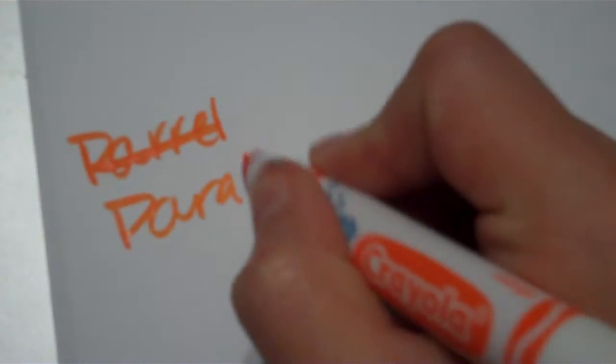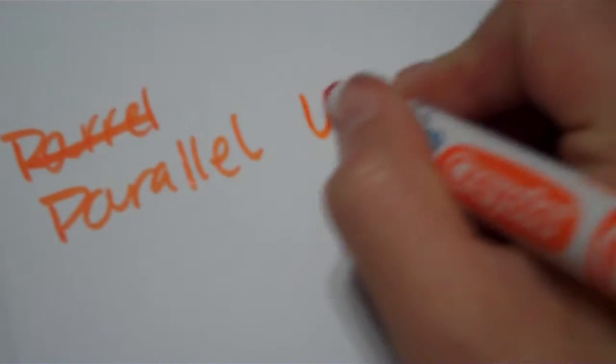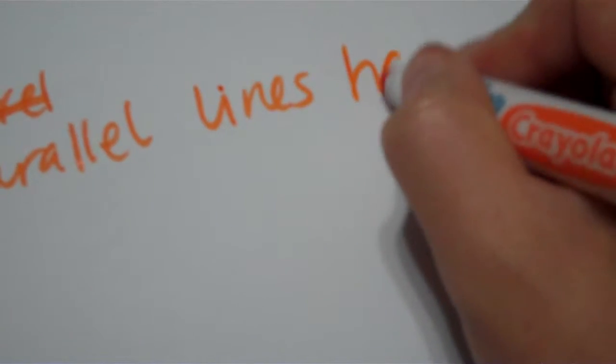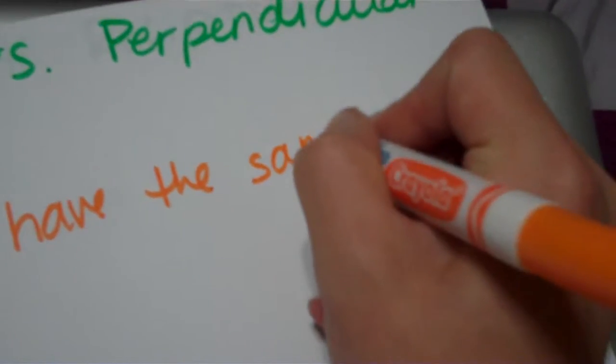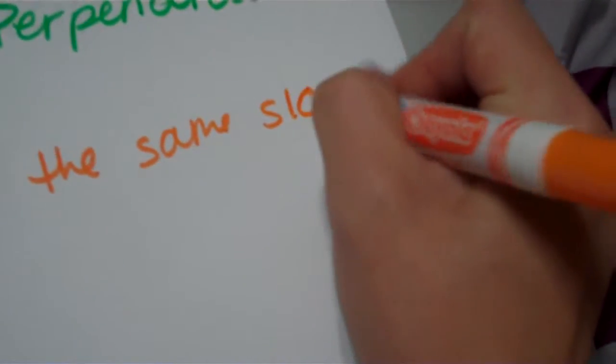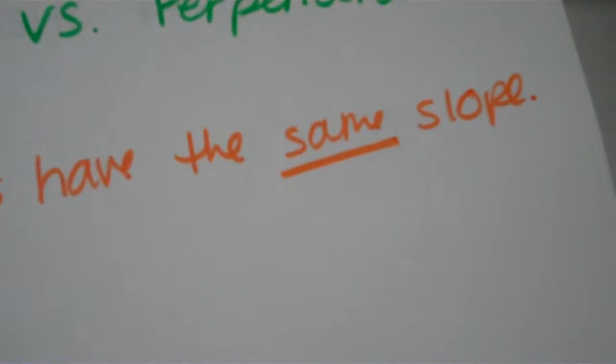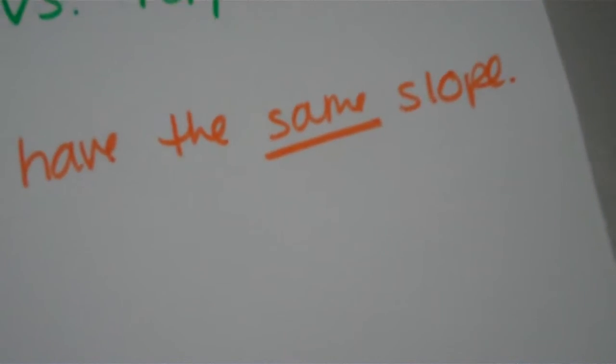Oh my god, I can never spell parallel, my bad. Parallel lines have the same slope. The exact same number. What some of y'all got wrong before was like 5 and -5, those are different. They have different slopes. It has to be the exact same slope. Parallel lines have the same slope. And the symbol for parallel is like this.